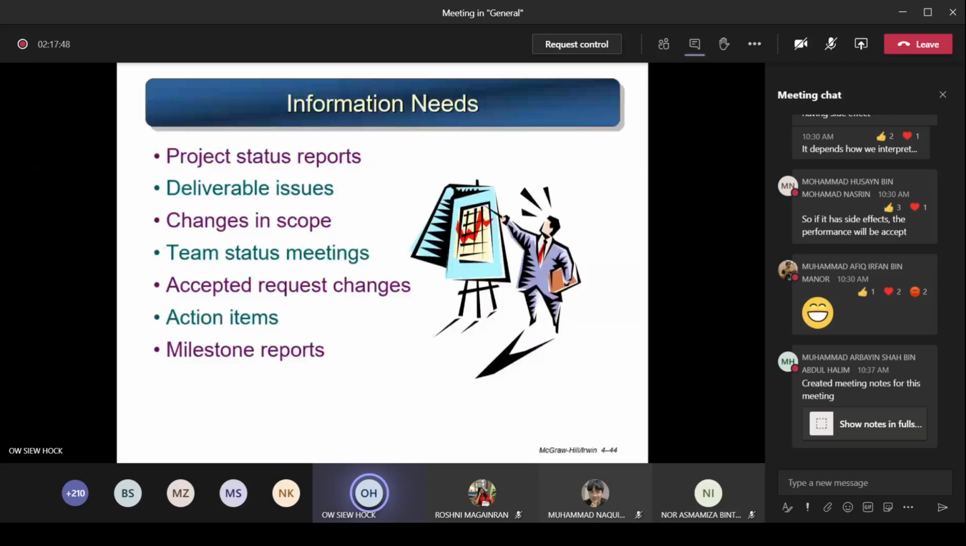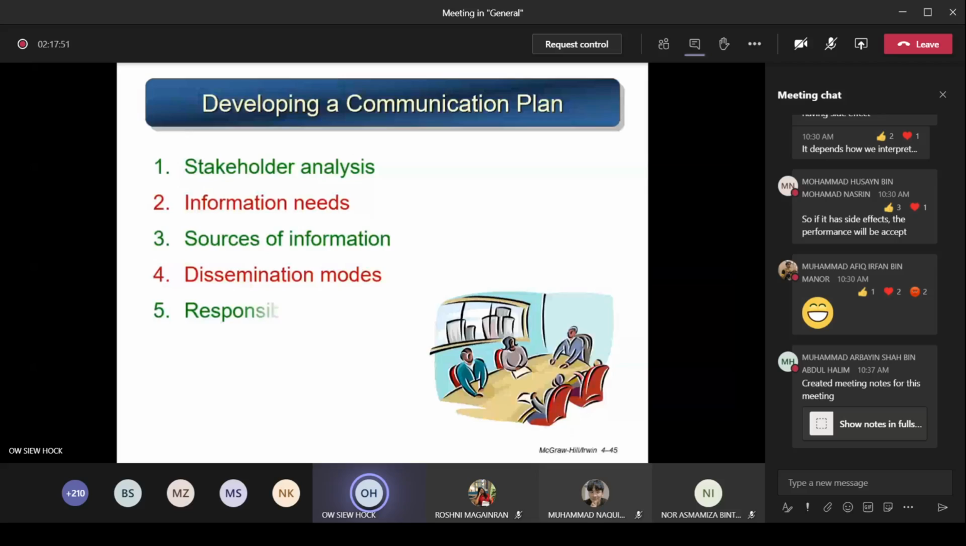Okay, so next, I mentioned the stakeholder analysis, that four quadrant. Then information needed: what kind of information? Is it status report, action item, or all this? What are the sources? Where can you get this information? Do I gather it from the project manager, or from the engineer, the front end functional manager? Who is supposed to give me this info?